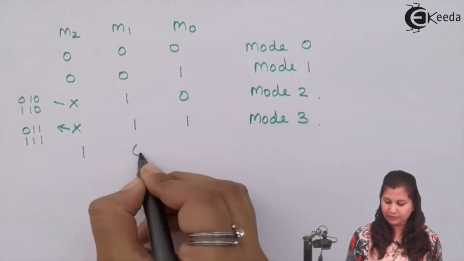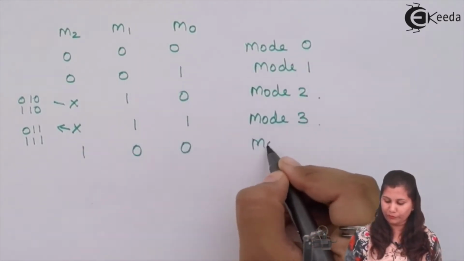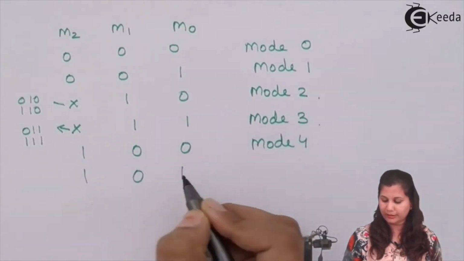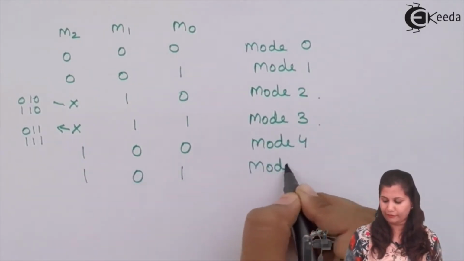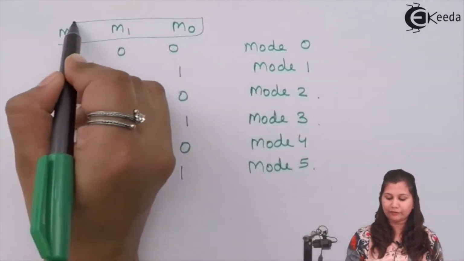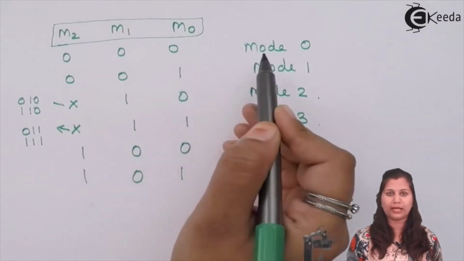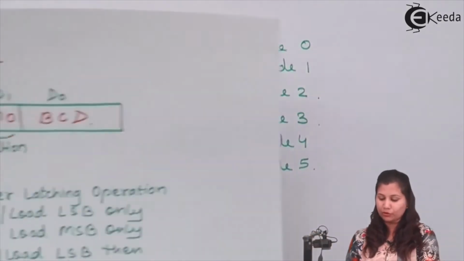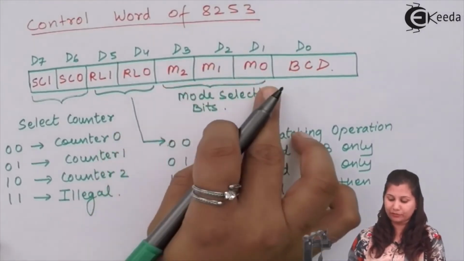Then we have 100, then mode 4. And when we have 101, then mode 5. So these 3 bits are deciding in which mode the timers are going to operate. Okay. So here we have the mode selection bits.